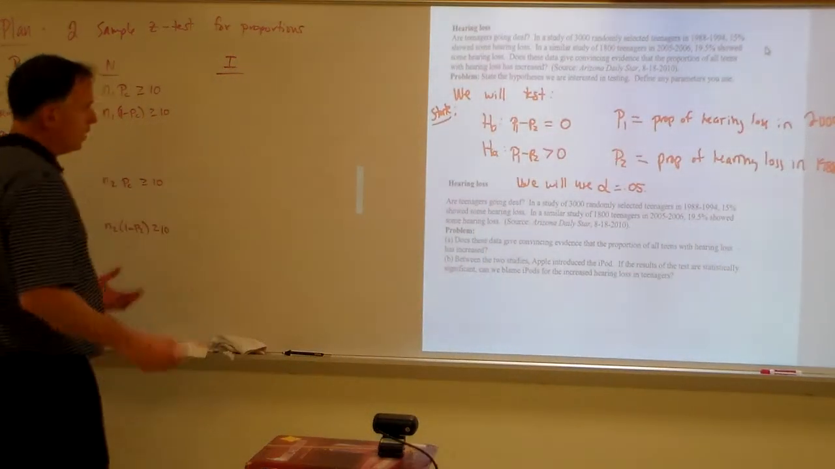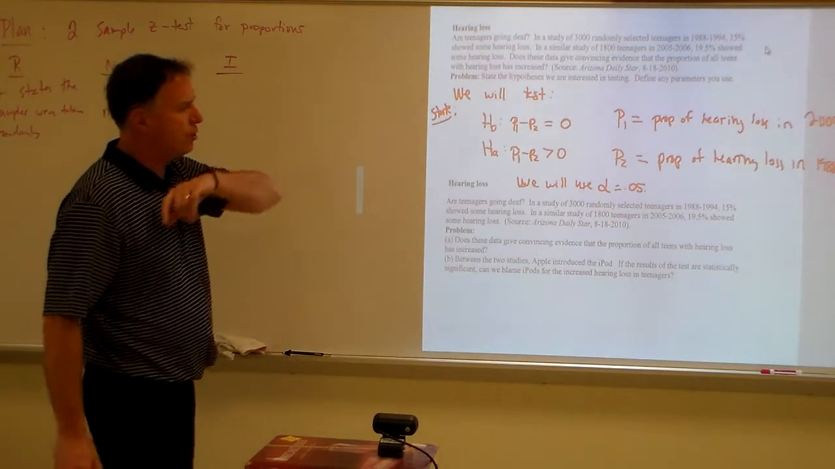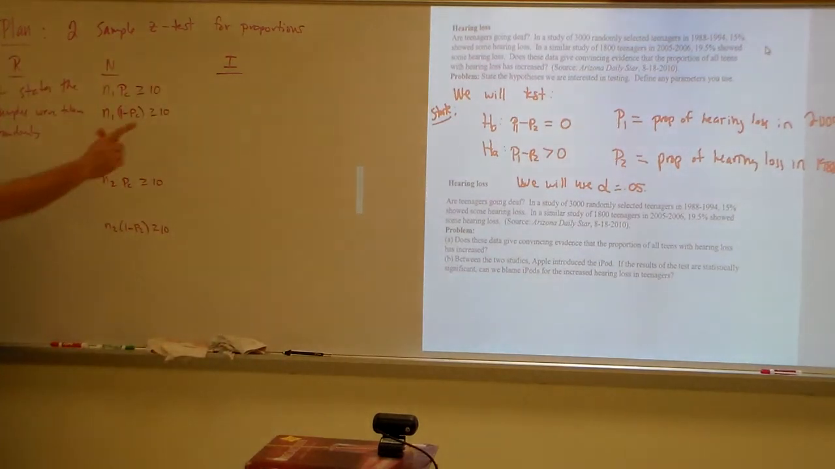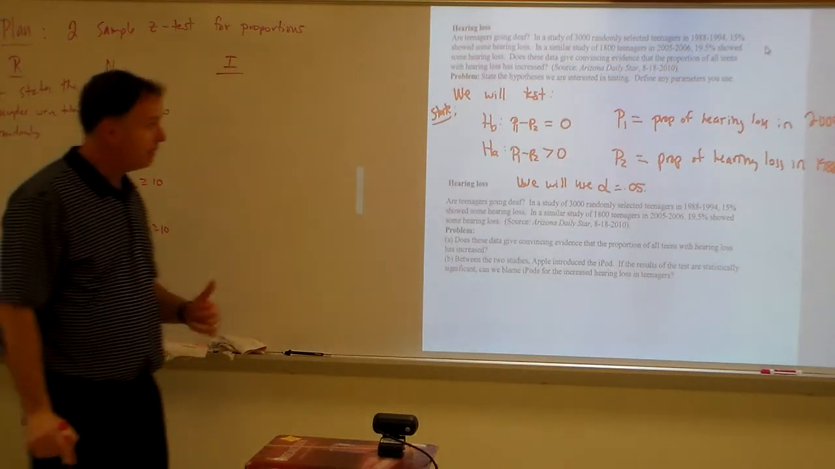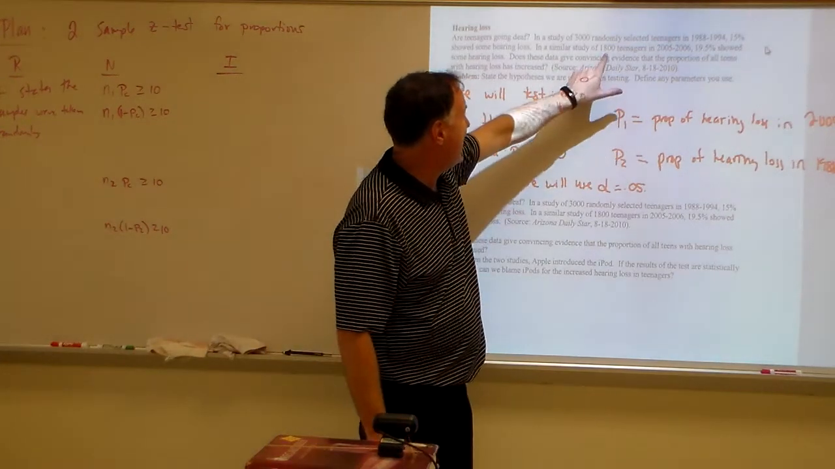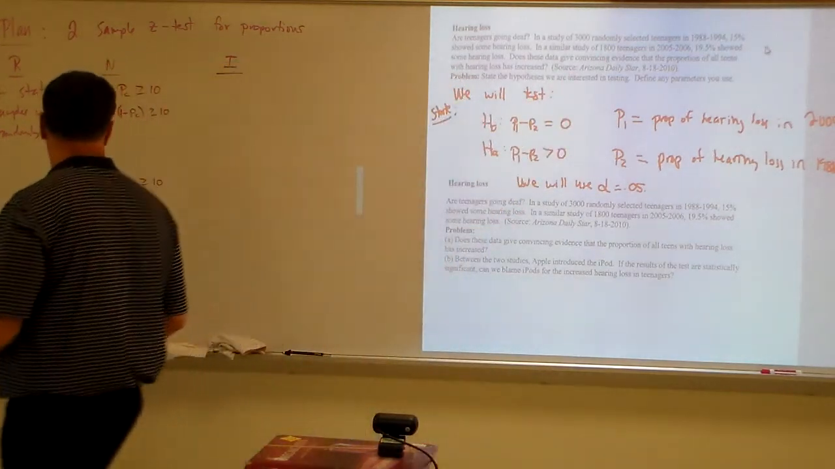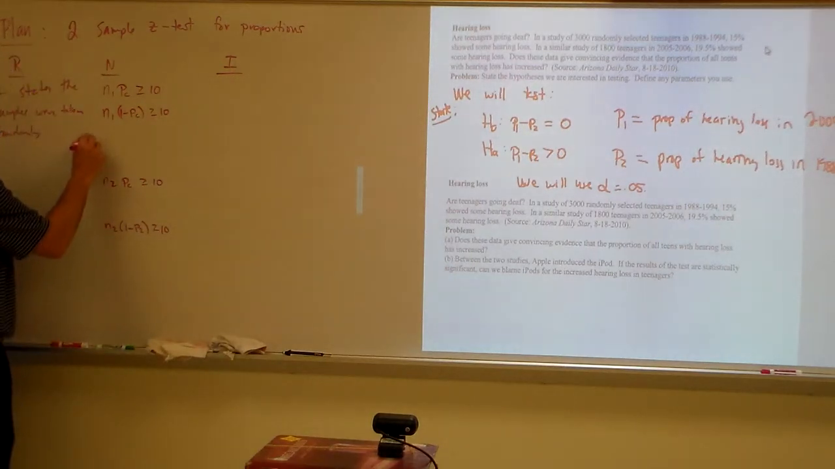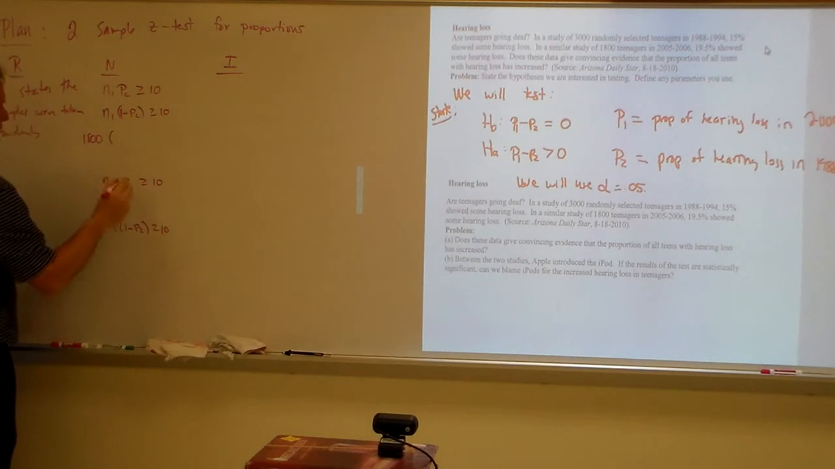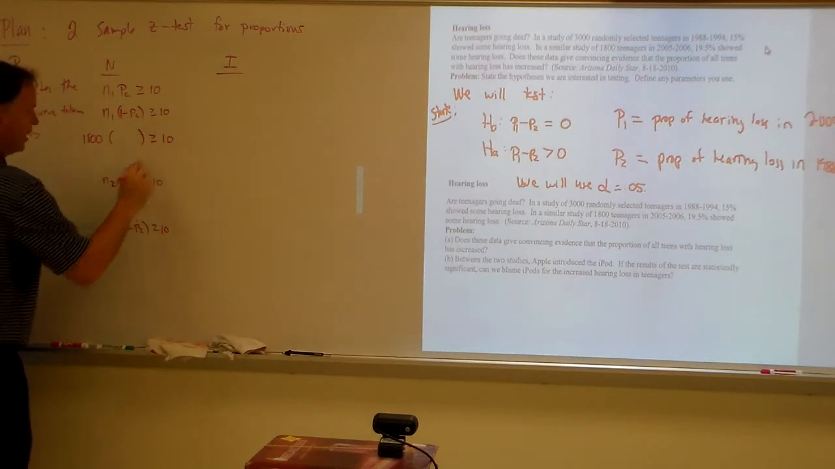So, what do we say? We said P1 was 2005 to 2006. So somewhere over here, just because it's over there, I need my N1. Well, that's the N from 2005 to 2006. And that's 1800. So I'm going to take 1800 times this PC, which I haven't figured out yet, and show that's greater than or equal to 10.